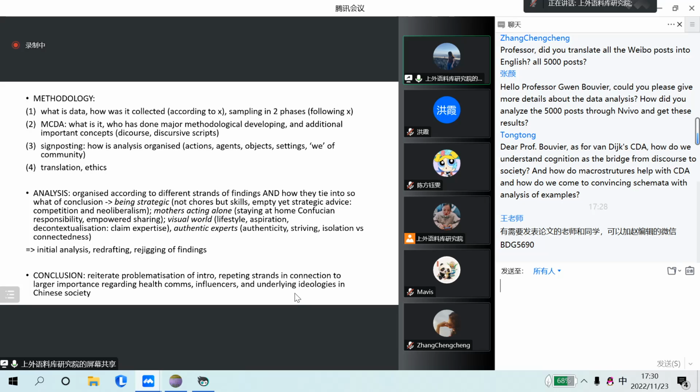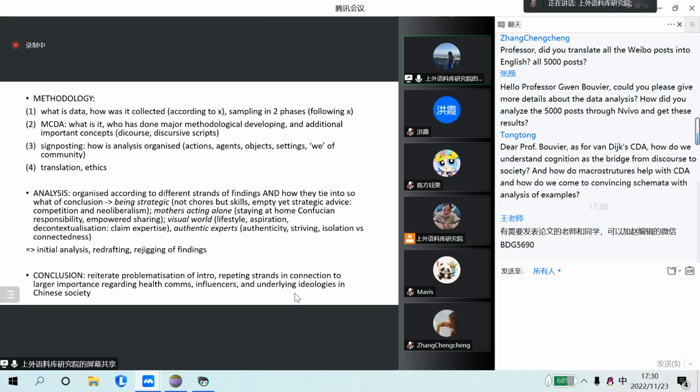Also discursive scripts, what is that? Then we signpost again because you have to prepare the reader for what is coming. So he said, well, the analysis is organized around participants, so their actions, so agents are participants, their actions, the objects, the settings, and the we of the community. And then we had to include, after revision of this article, a bit about translation and ethics.